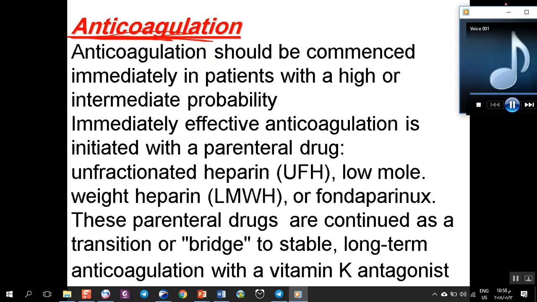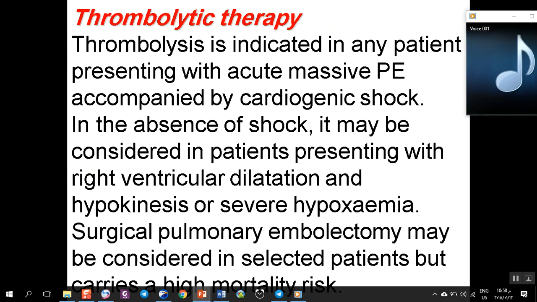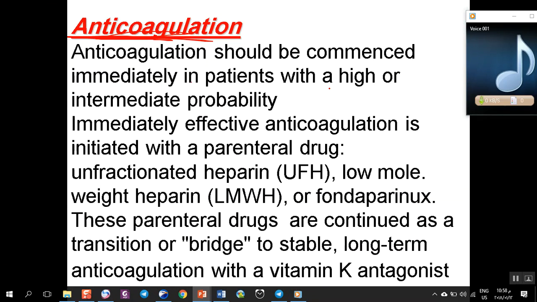The difference between the normal heparin and low heparin.